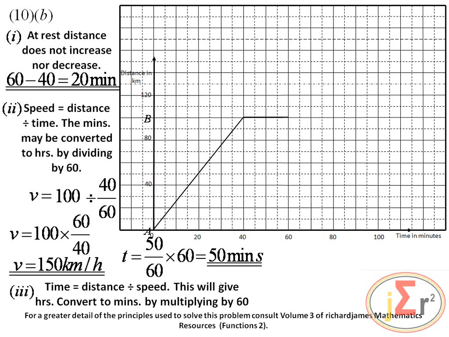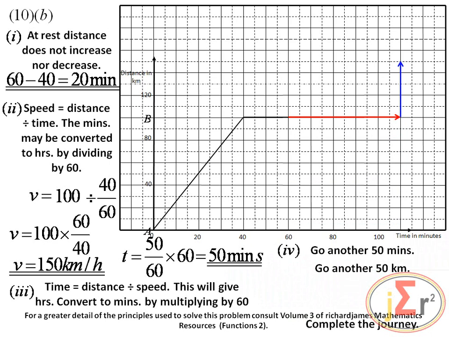Next, we will put that part of the journey on the graph. So we need to go another 50 minutes, right there. And then, of course, the distance will be another 50 kilometers. There. So, complete the journey, and that is how we do it. A line that goes from here all the way there.